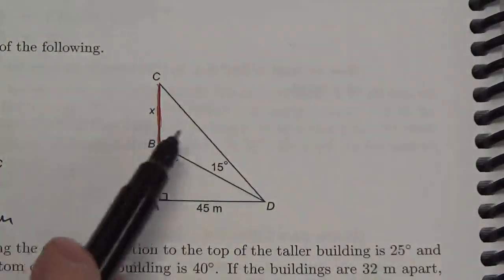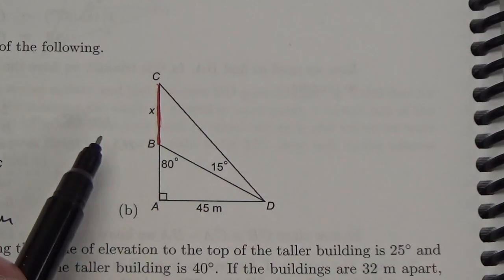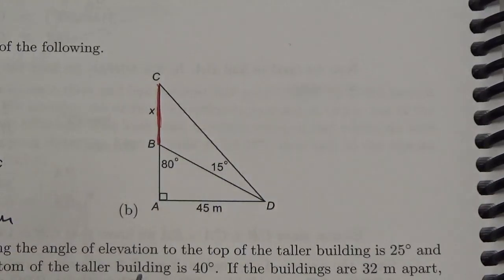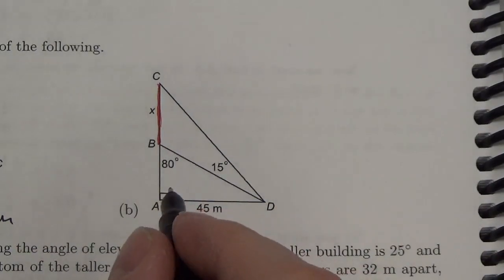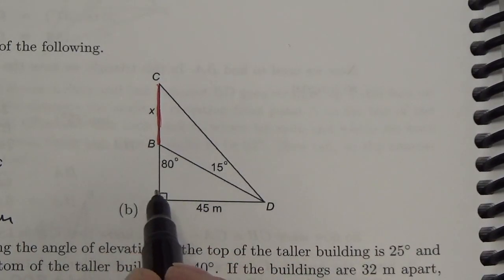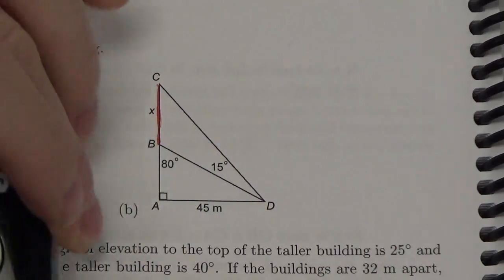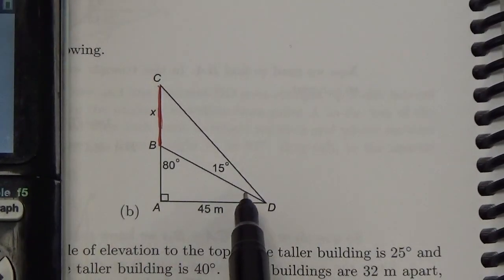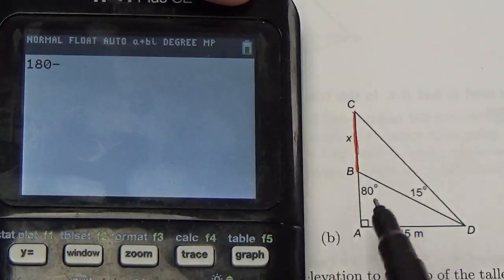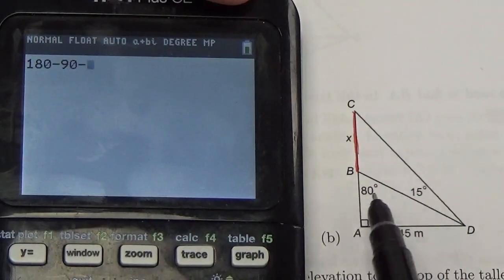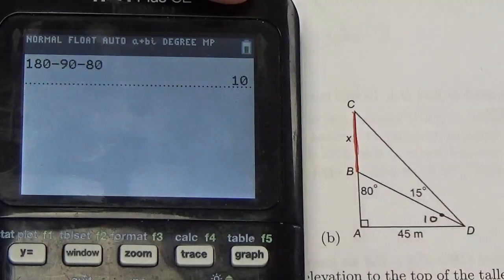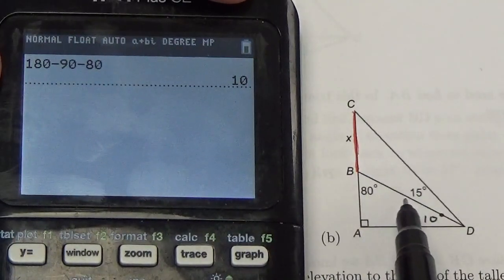Now, that is not part of a right angle triangle. Okay, that triangle right there is not a right angle triangle. So I'm going to have to get a little clever with this. The bits of information that I have here is I know that this is 80 degrees and I know that this is 90 degrees. Now, that means that this little angle left over here is going to be 180 minus that 90 minus the 80. Well, that leaves me with 10 degrees left over here. And I'm told that this is 15 degrees.